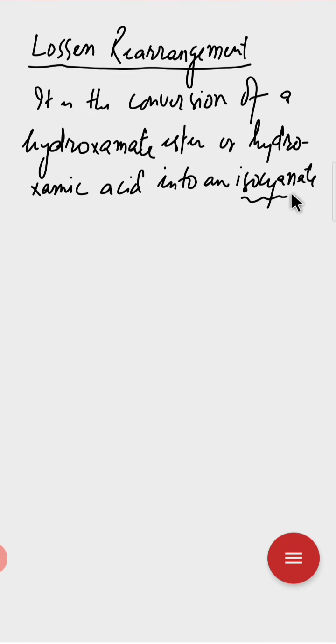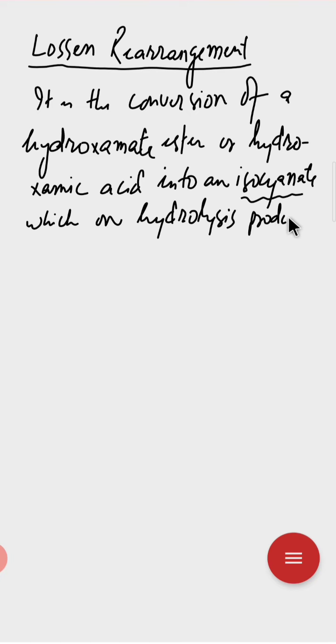This isocyanate, which on hydrolysis produces an amine, right? This is the Lossen rearrangement. Okay, let me write the reaction. This is hydroxamate ester or hydroxamic acid. This can be written like this. This is RC double bond O, and this is our amide.